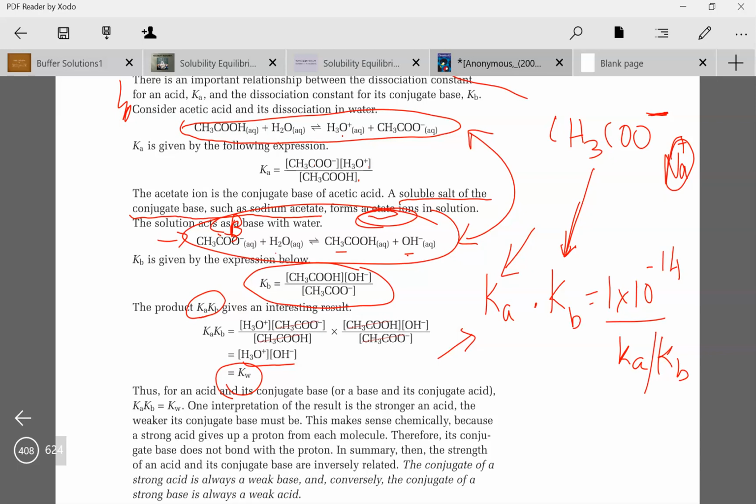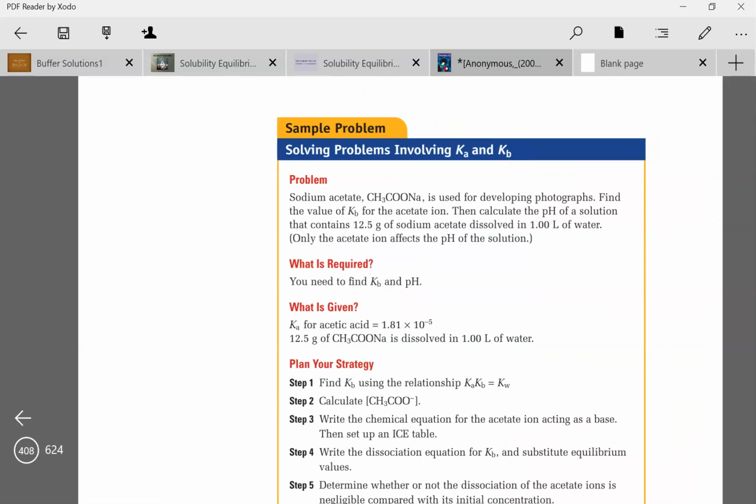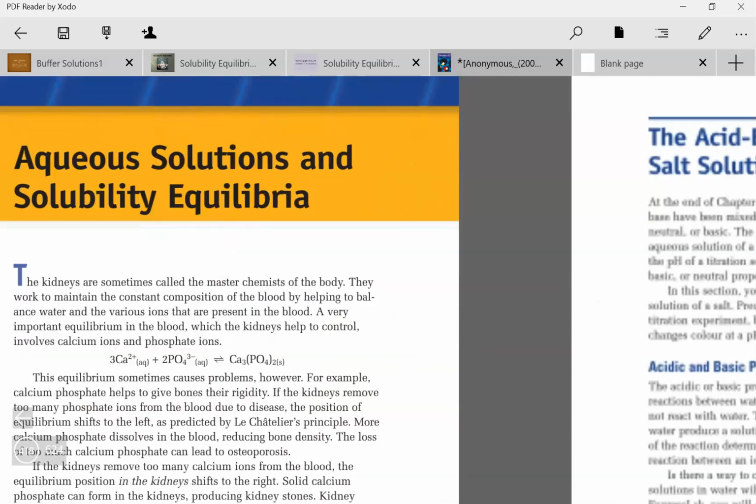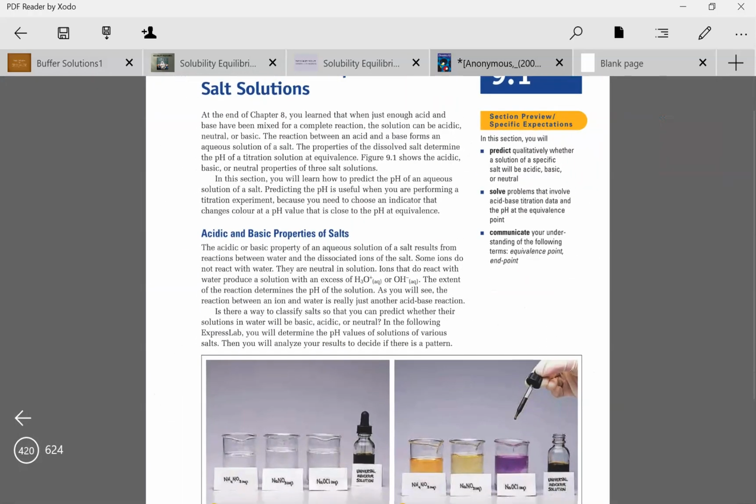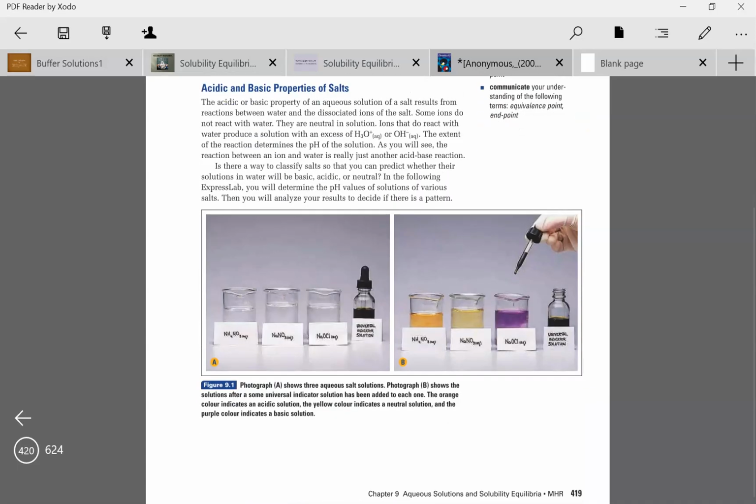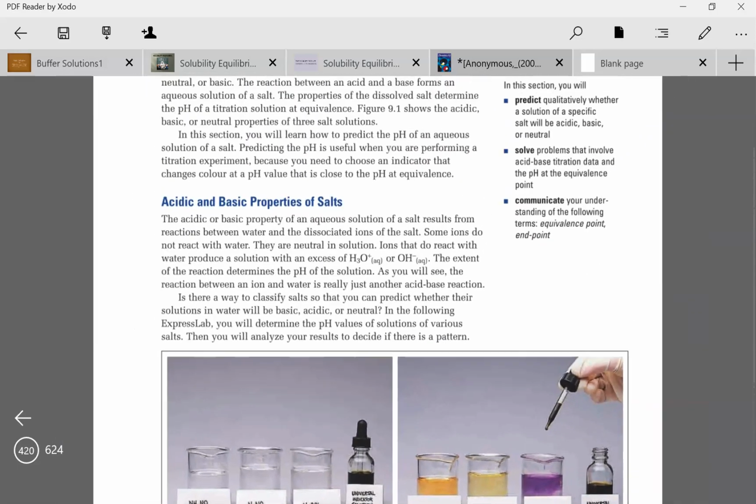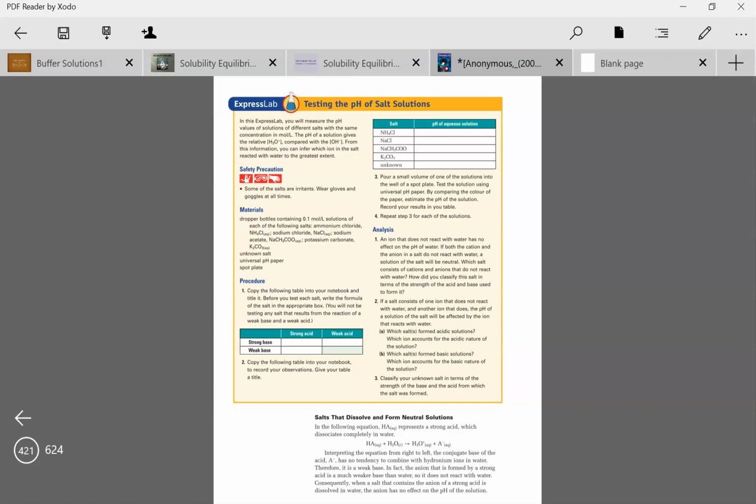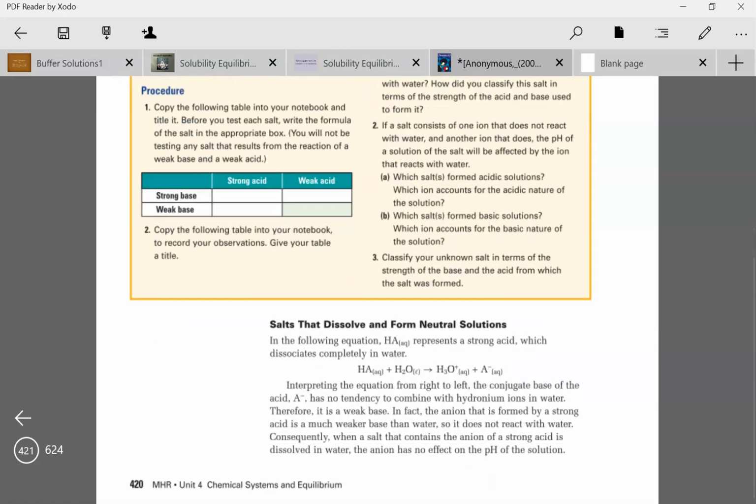So we'll talk about what a salt is and compare strength of acids. We're going to skip all this for the time being. We'll come back to that imminently. And we're going to go to acidic and basic properties of salts. A salt is basically the main product that you get from a titration or an acid-base reaction or neutralization reaction.